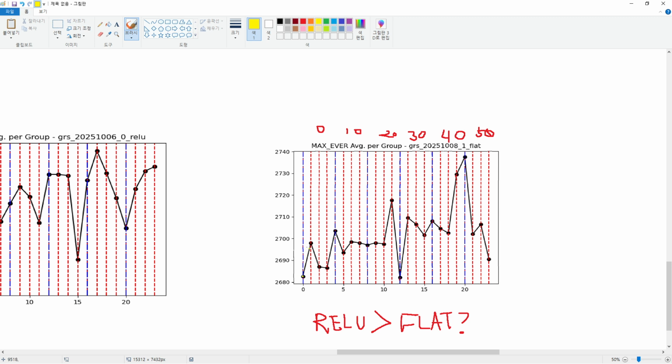And this is 3, 4, 5, 6. Procreate 3, 4, 5, 6.